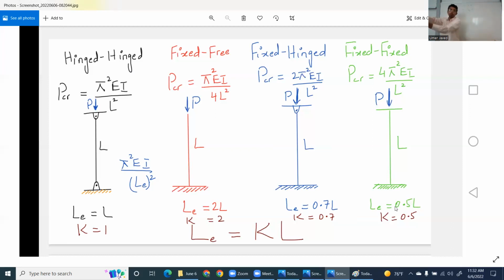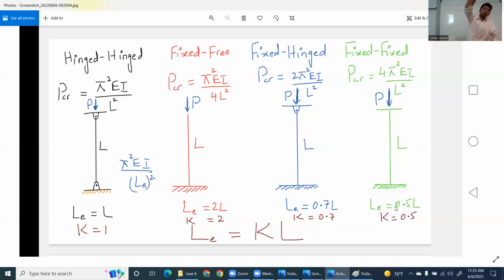So in an exam, you will see the formula pi square EI over LE square is equal to PCR. What is LE, effective length? You will identify the case. If the case is fixed, effective length is 0.5L. You write 0.5 multiplied by L instead of effective length. If it's a fixed-hinged case, which we will talk about, don't worry, you will say effective length is 0.7L. Similarly, effective length equal to 2L. Similarly, effective length equal to L. And next time I will do problems.